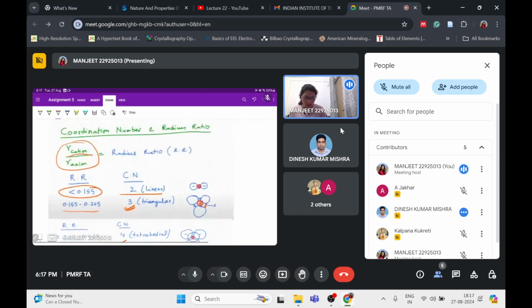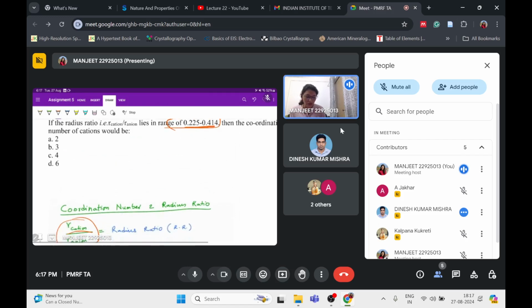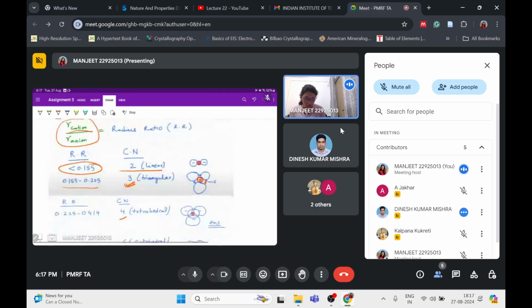Here in this question we have to find the coordination number for the range 0.225 to 0.414. Where the radius ratio lies from 0.225 to 0.414, the coordination number will be 4. If any other radius ratio is given, then you have to find the corresponding coordination number for that radius ratio.